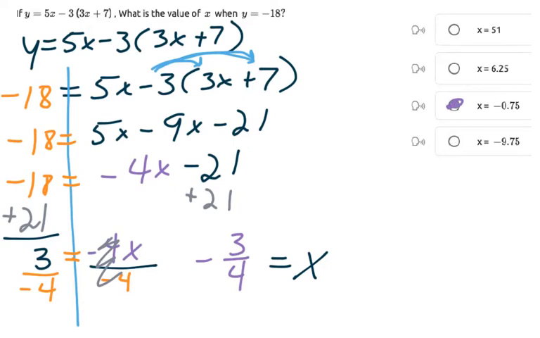You wouldn't pick any of the positives. They're too high anyway. 51, way too high, 6.25, and then negative 9. The only fraction value is C. So that's the way you're going to solve question 3.